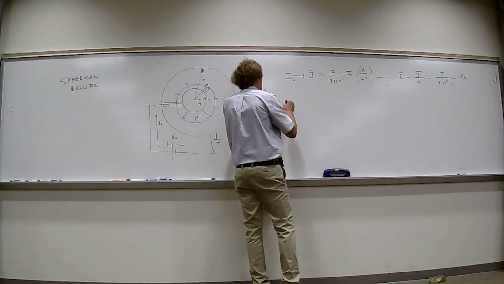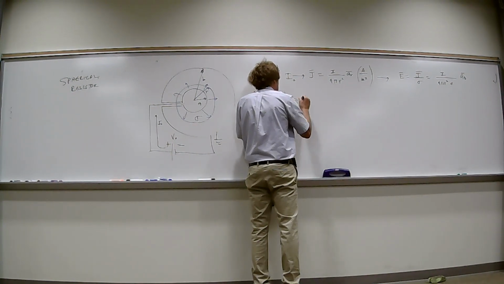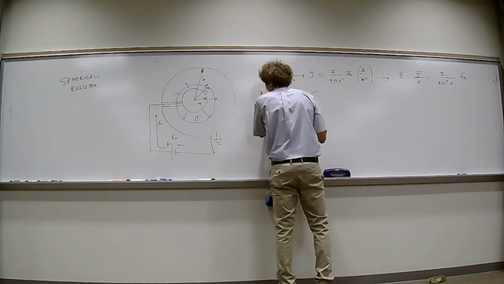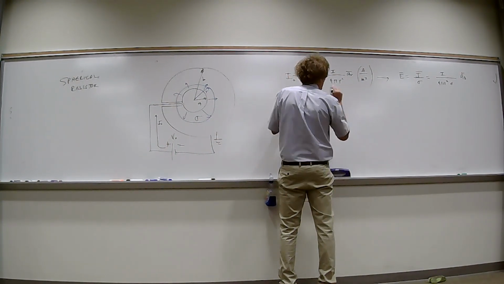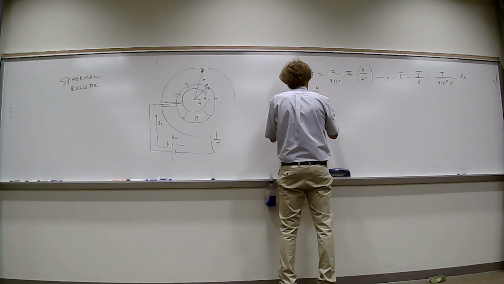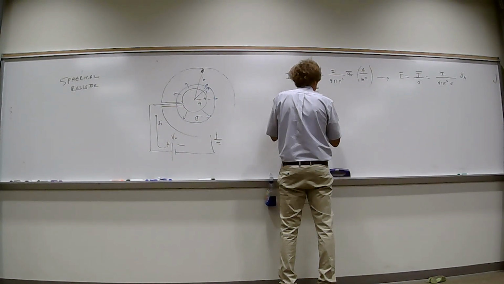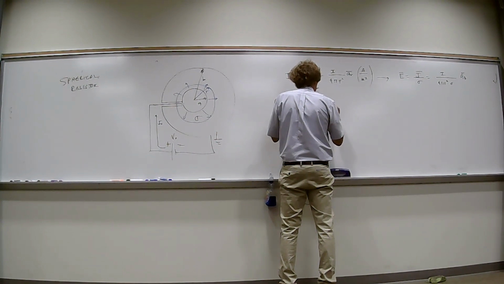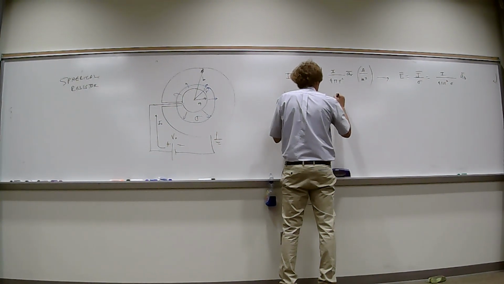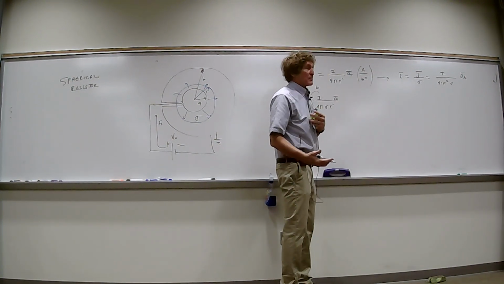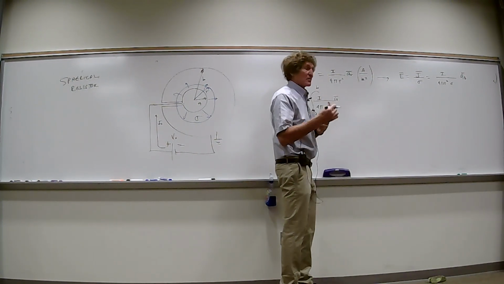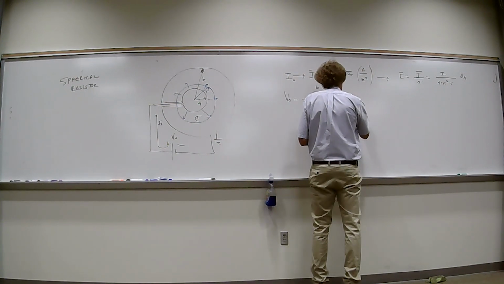And I'm going to say V naught itself, technically, is equal to minus the integral from A to B of that field, which is I over 4 pi sigma r squared a_r dot dl. Now we could write the full dl, but the only component we care about is dr, so it's times dr a_r.